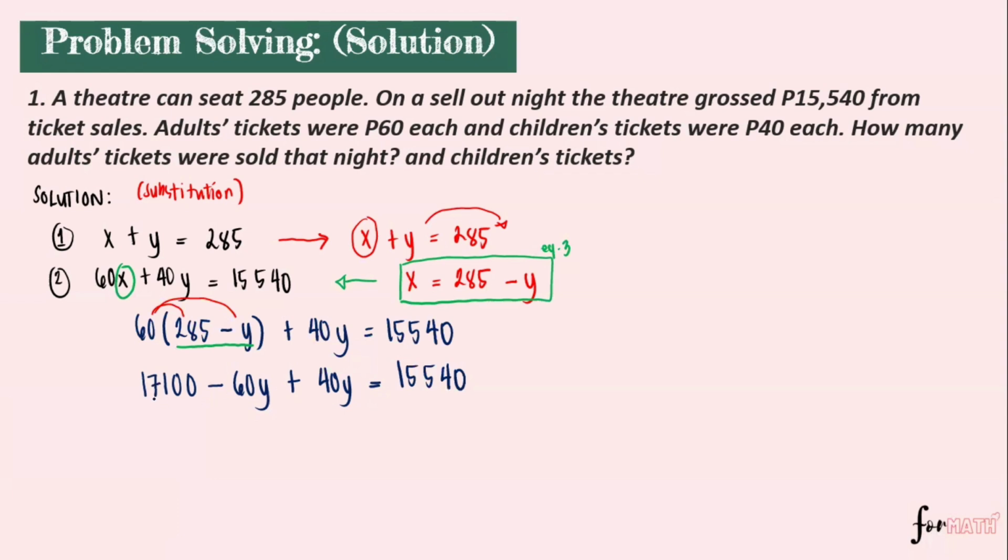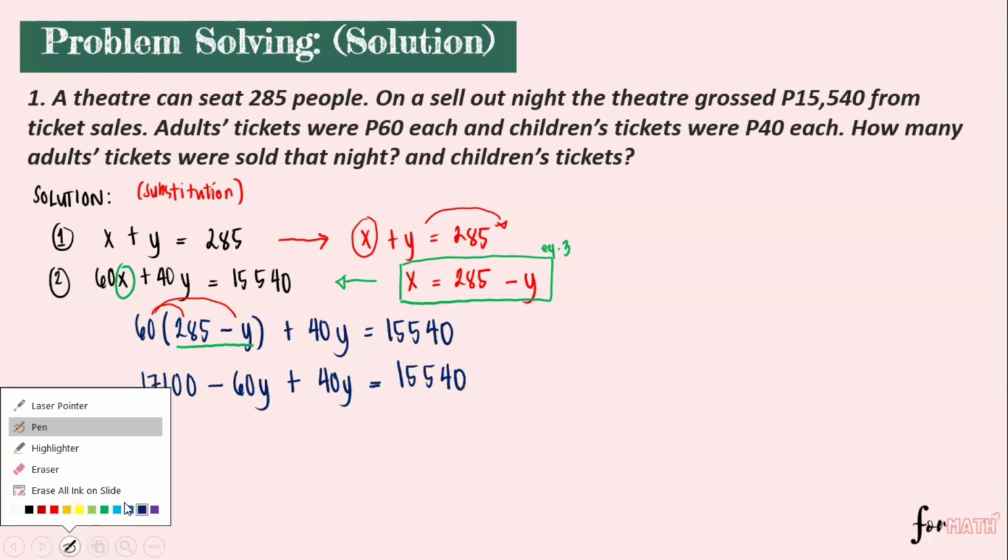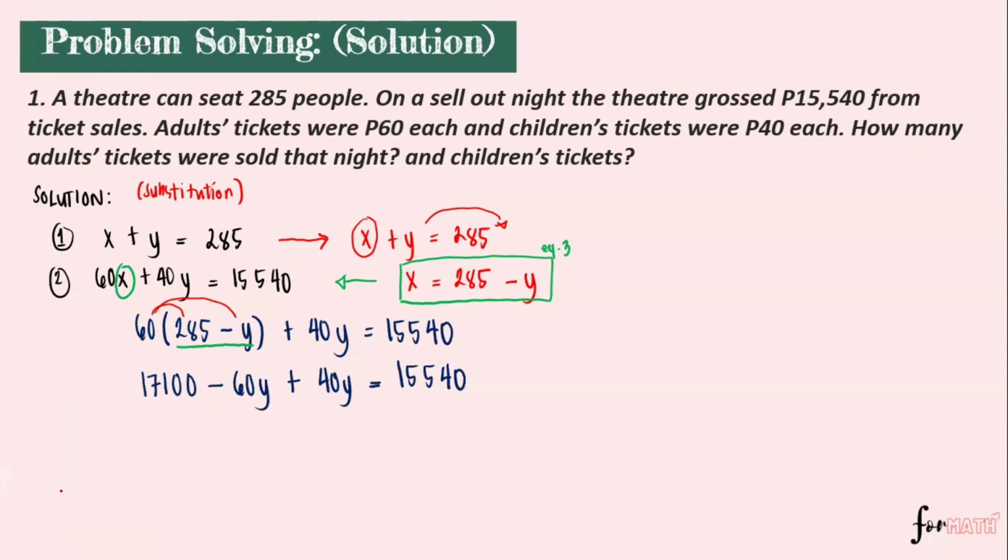So ito, 17,100, constant siya. So yung constant na yan ay ililipat natin dun sa kabilang side. So i-transpose natin yan dun sa other side. Okay? And then, ito namang negative 60y tsaka 40y ay ipagko-combine natin since pareho na sila ng variable. So, negative 60y plus 40y, i-calculate nyo lang yan. So, meron ka ng negative 20y equals. Copy lang natin si 15,540.